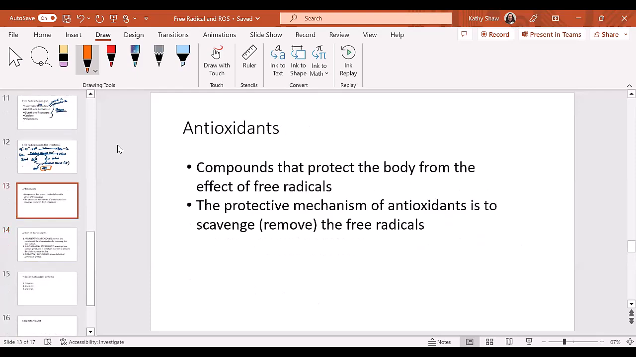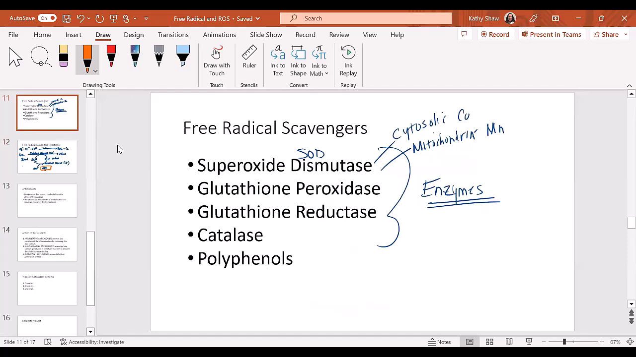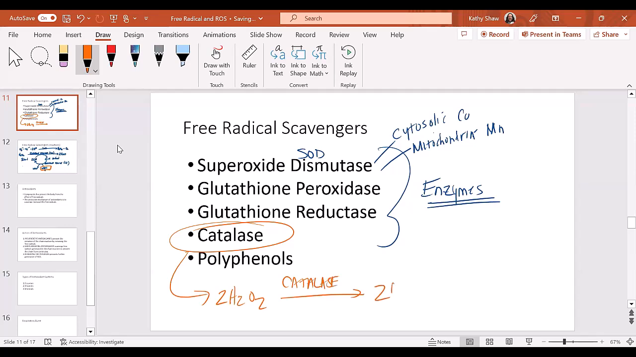Actually, let's go back for a second. We forgot catalase. That's another one that doesn't fall into that little cascade we just did. So let's talk about that. What that one does is gets rid of lots of hydrogen peroxide. If I have lots of hydrogen peroxide, I can also use catalase to go to water and oxygen.